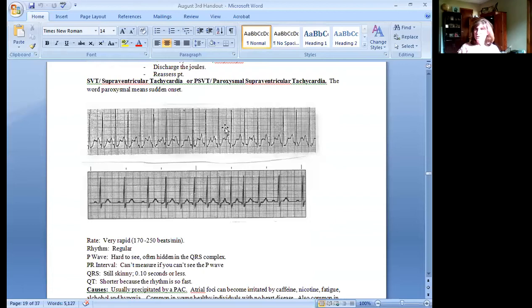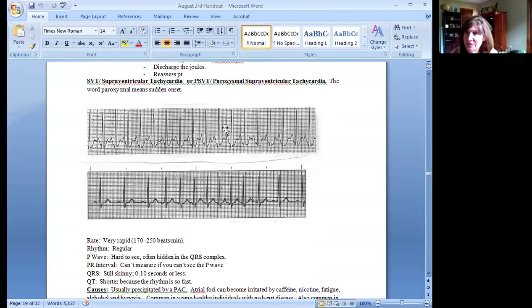But the medication for this would be adenosine, and the dose would be 6 milligrams. The doc would order that. I would give it. Note to self, adenosine causes a temporary asystole. I'm like, oh my God, that's not good. But it pops back up. Trust me. You just have to trust me.